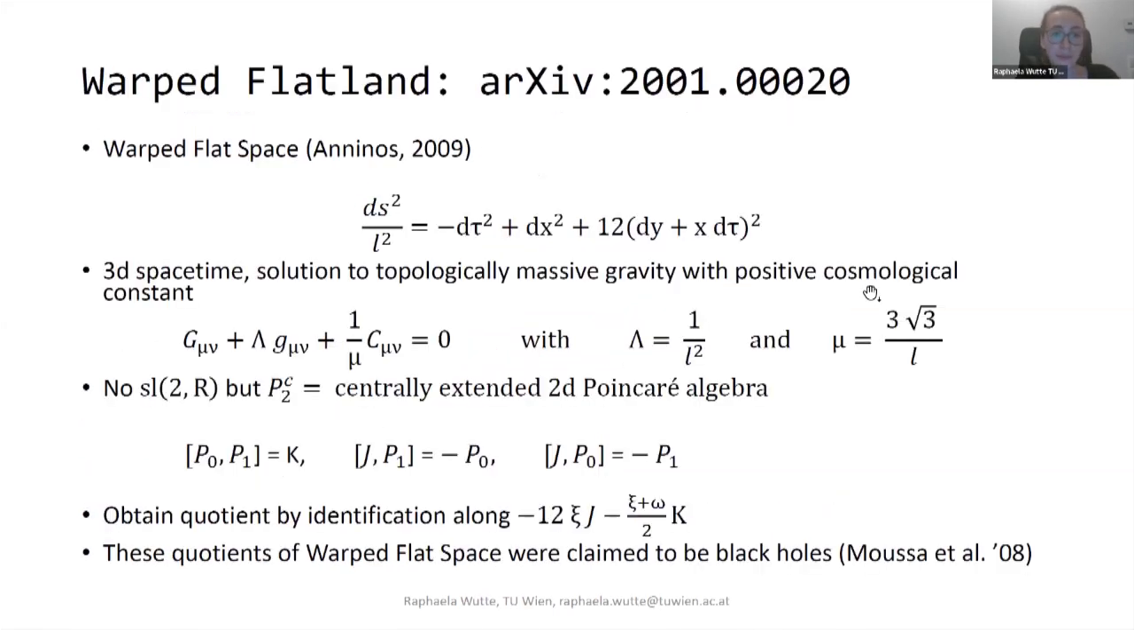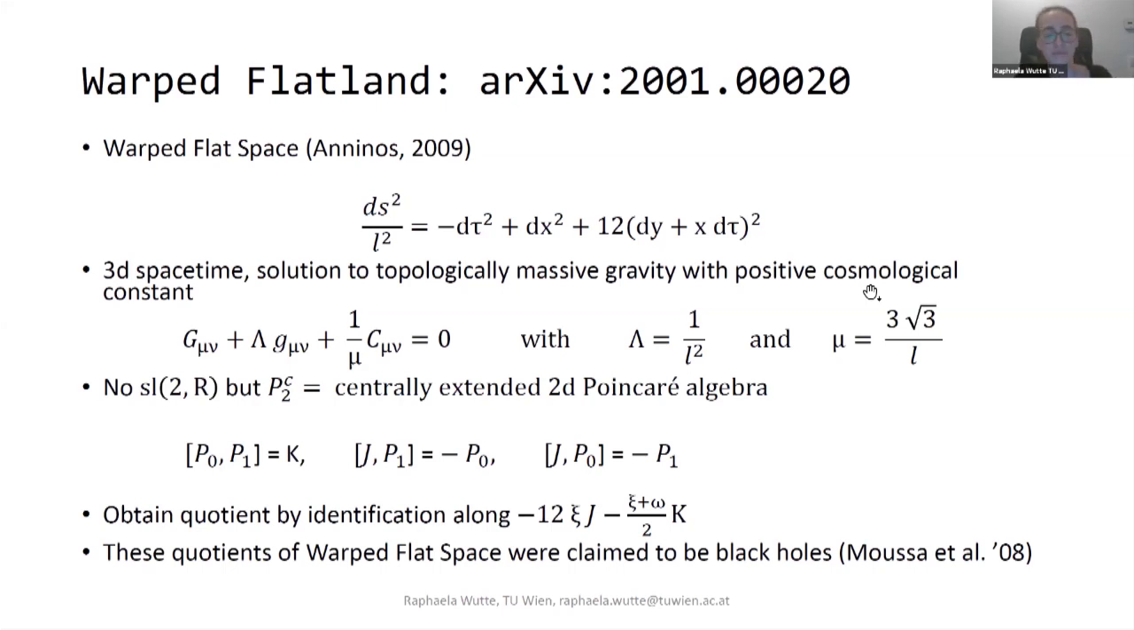Now let's come to our work. In our work, we were focused on certain three-dimensional spacetimes dubbed warped flat spacetimes. And here you see the metric of warped flat space. The reason why it's called like this is because it's a fibration over two-dimensional flat space. And this is a three-dimensional spacetime, which is a solution to topologically massive gravity with positive cosmological constant.